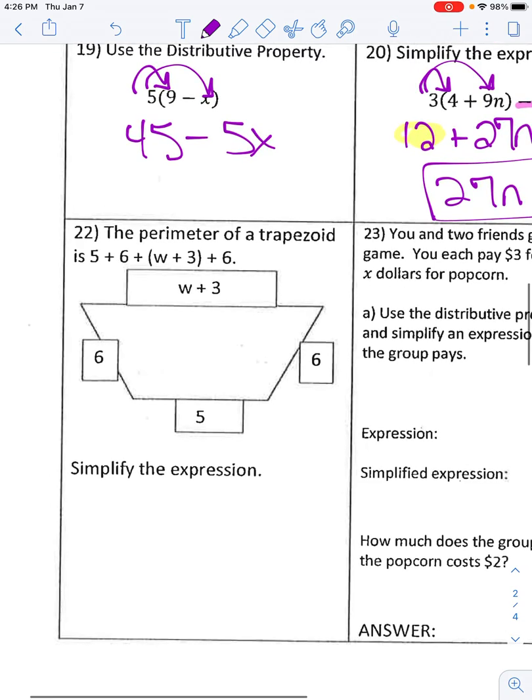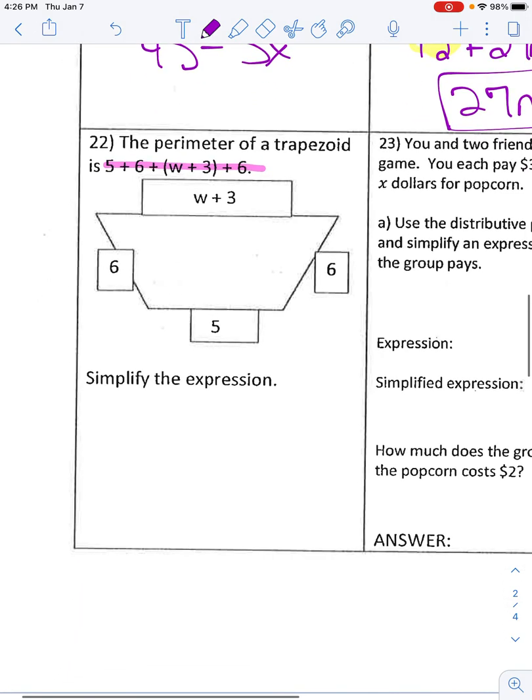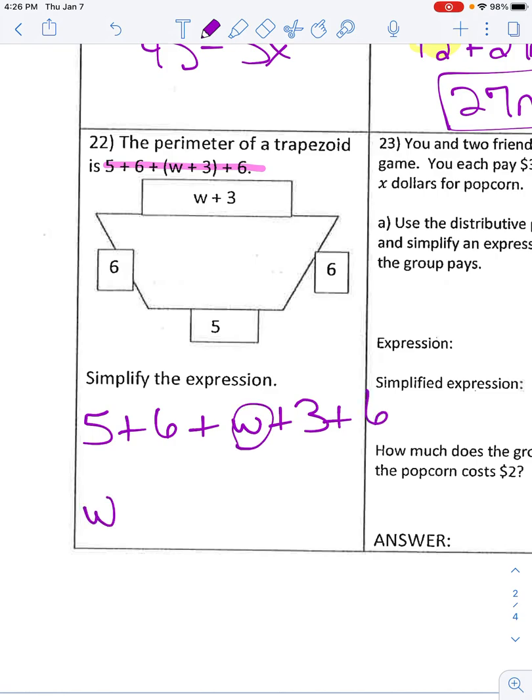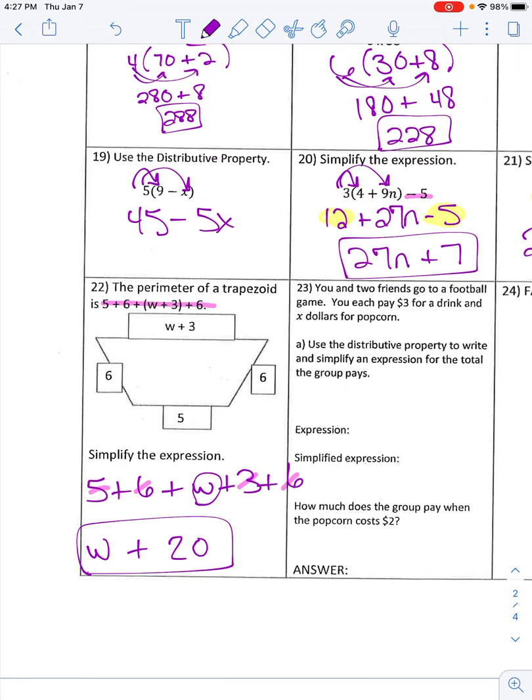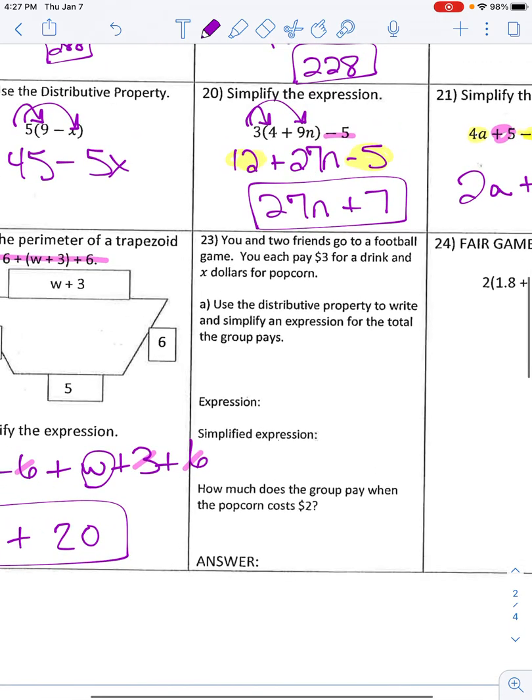22, the perimeter of this trapezoid, and it gives it to us, is right here. We want to simplify it. Remember, perimeter is just adding up all the sides. So I have 5 plus 6 plus w plus 3 plus 6. There's only one w by itself, so that's easy. And then we're going to combine everything else because they're all like terms. So 11, 17, 18, 19, 20. So w plus 20, or 20 plus w.